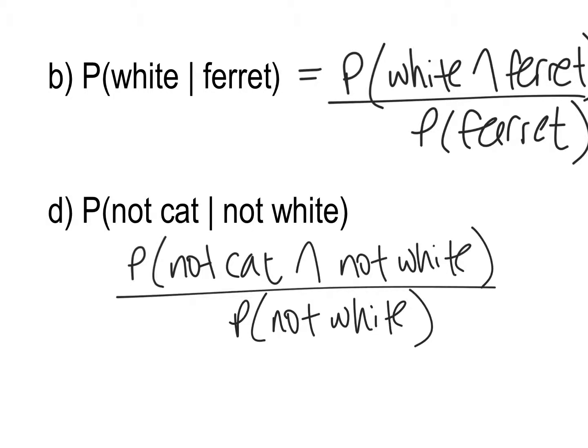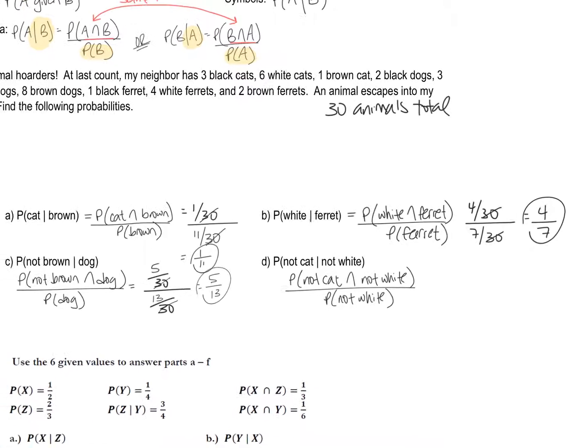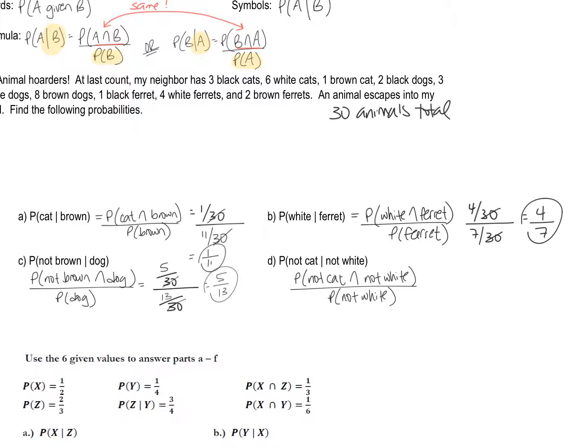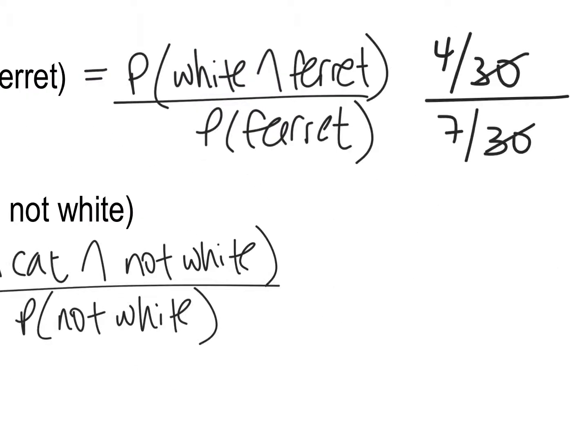Okay, so we're looking at brown and black, it appears, and all the animals that are brown and black. If you add those up, the probability that it's not a cat and it's not white, so throw out any animal that is a cat and any animal that is white, and you end up with 13 out of 30.